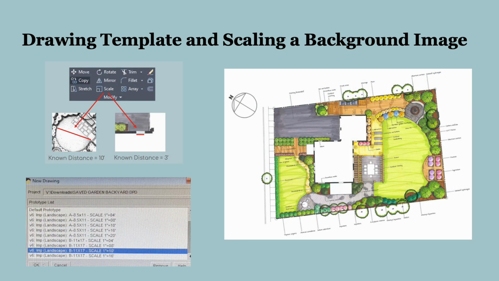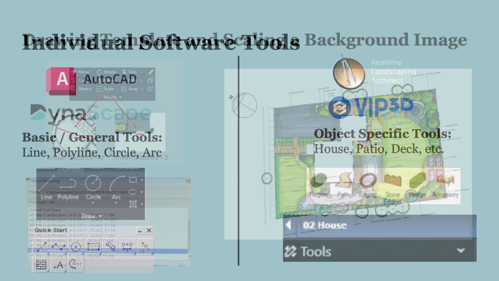Firstly is drawing template and scaling a background image. Each software used in HORT 120 had us insert a background image and scale it one-to-one. This made sure we were working in real-world dimensions and kept us accurate within our design process. This then allowed us to choose our desired page setup for printing after the final design was completed. This helped us stay organized and streamline the process for finalizing our design and printing.